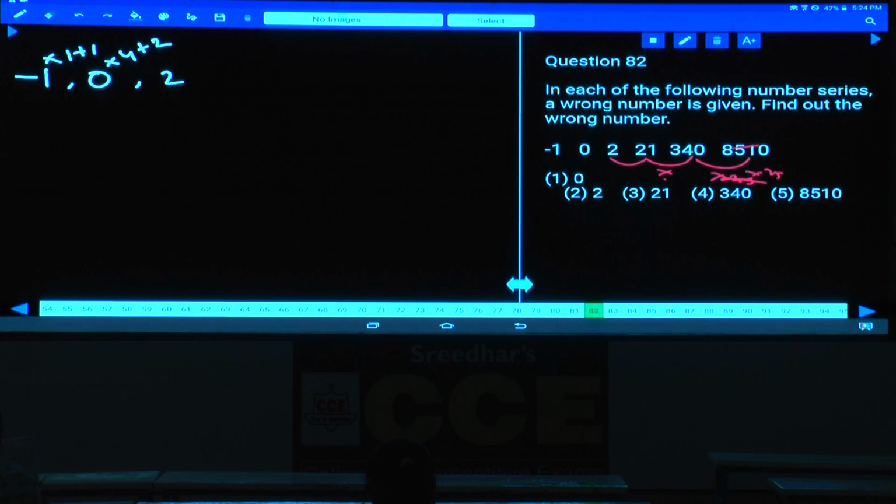Into 1 into 4, the next one must be into 3 square into 9. Into 9 plus 3 is how much? 21. Next, 21 into 16. What is 21 into 16? Tell me here. 21 into 16 is 320 plus 16, that is 336.